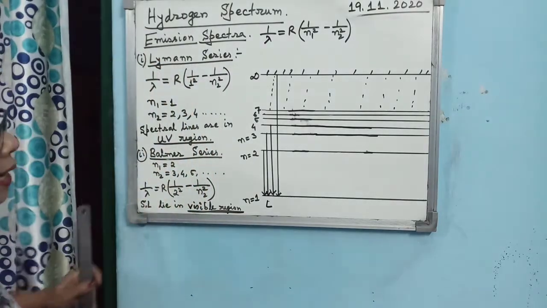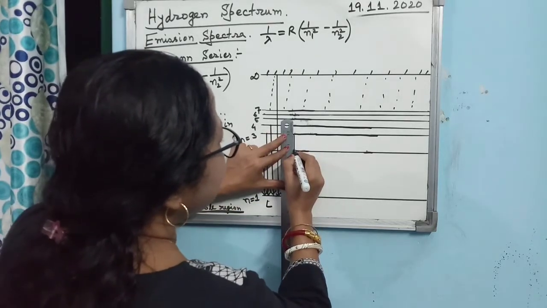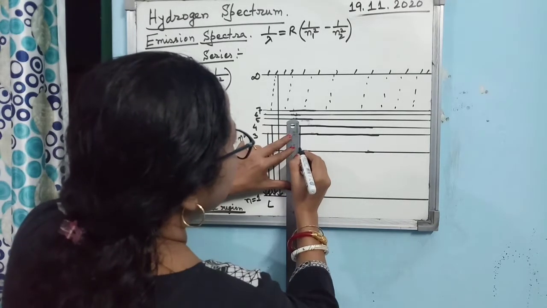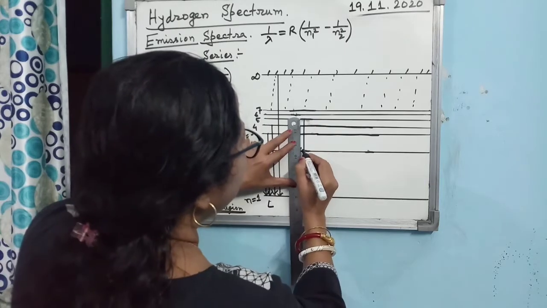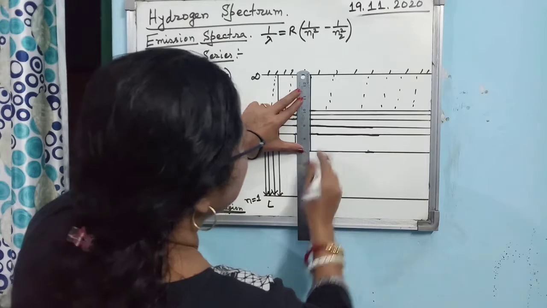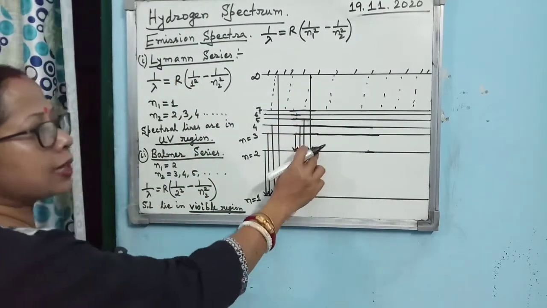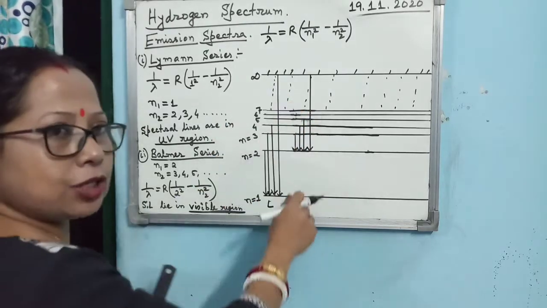Next, an electron may jump from any orbit, any level to the second level. From 3 to 2, then 4 to 2, then 5 to 2, and then from infinity to 2. Just look at the diagram how I am drawing. The arrows are from upper to lower level, down. These are the emission spectra.